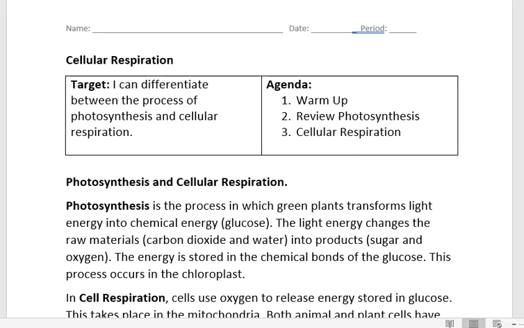Photosynthesis is the process in which green plants transform light energy into chemical energy, which is glucose. You're going to learn a little bit more about chemical energy next year. This light energy changes the raw materials, so remember what you start with, carbon dioxide and water, into the products, what you end with, which is sugar and oxygen. Remember that our science word for sugar is glucose. The energy is stored in the chemical bonds of the glucose. This whole thing takes place in the chloroplast, and we're actually going to look at some pictures of these when we get to cells.